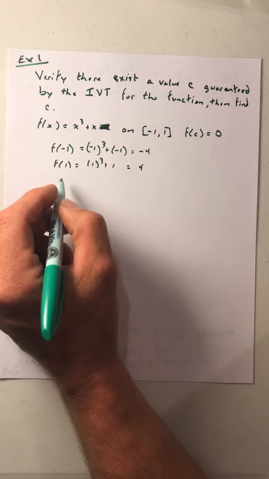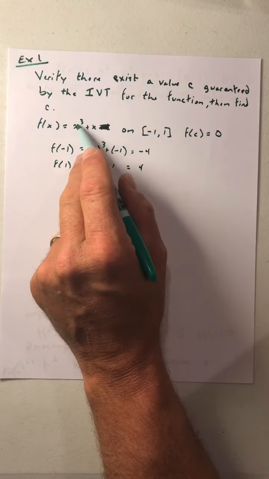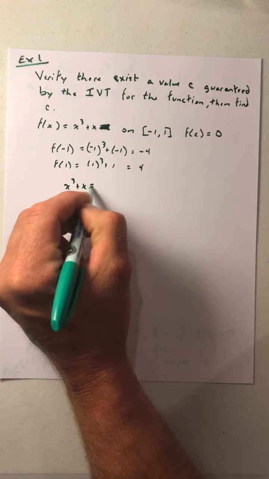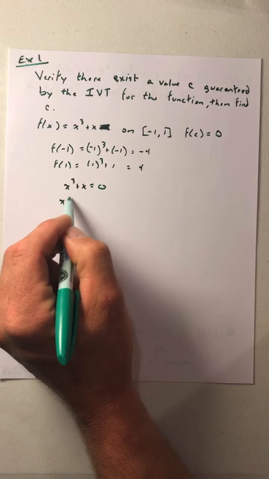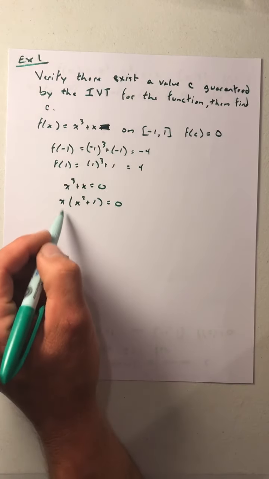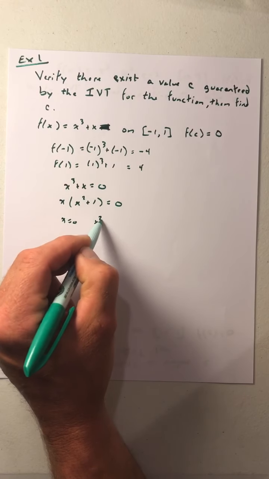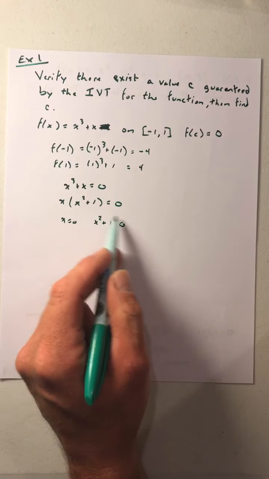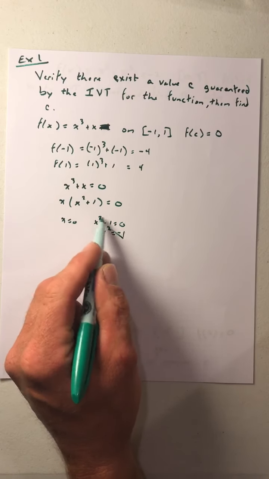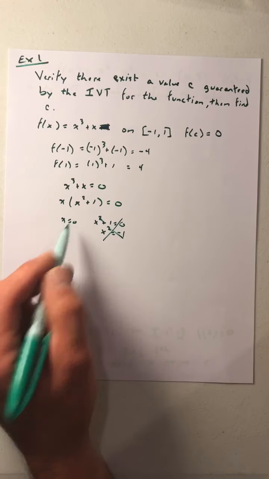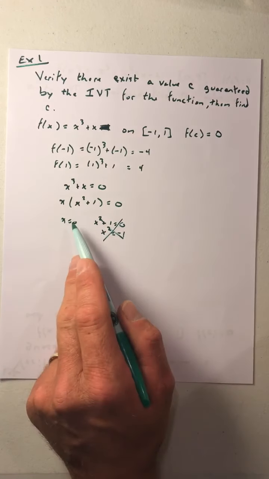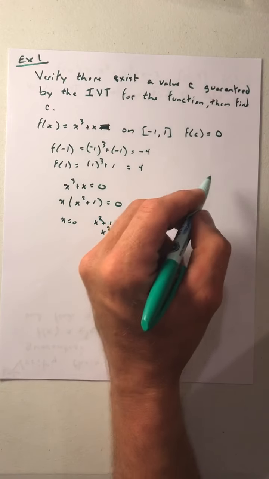So how do we find that? Well, we take x to the third plus x and set it equal to 0. We're going to solve for x. We can factor out an x. So we end up with x equal to 0 and x squared plus 1 equals 0. If we solve that, x squared equals -1. That can't happen. So we just get x equal to 0. So we know that the c value is going to be 0 as well.